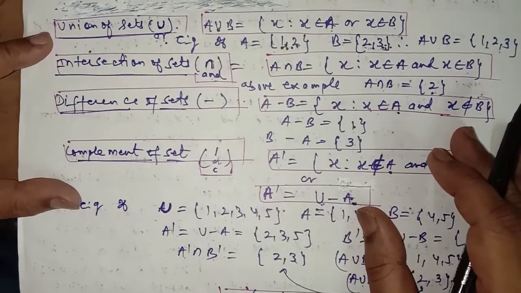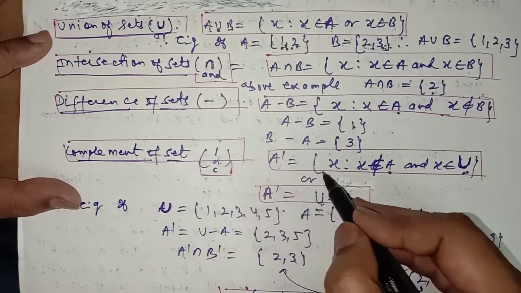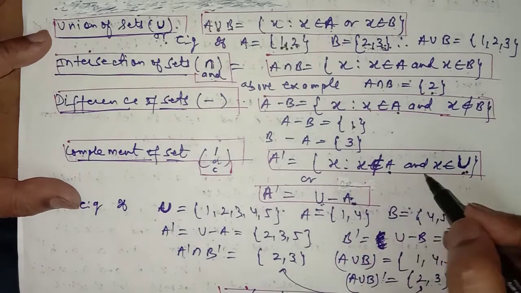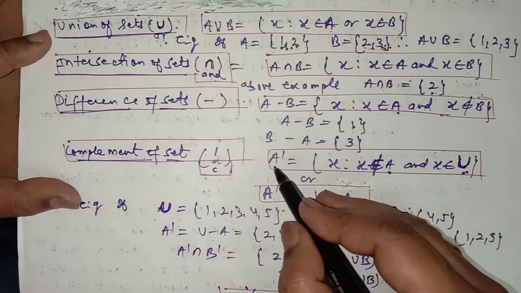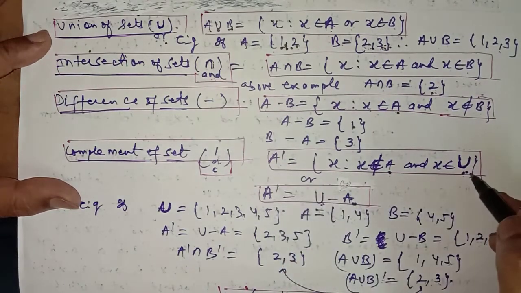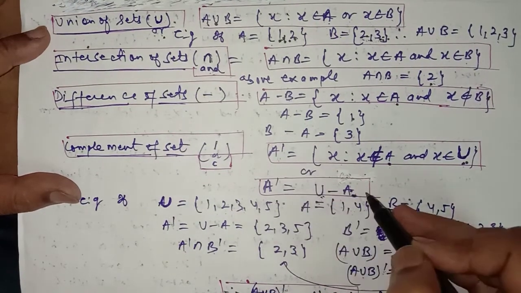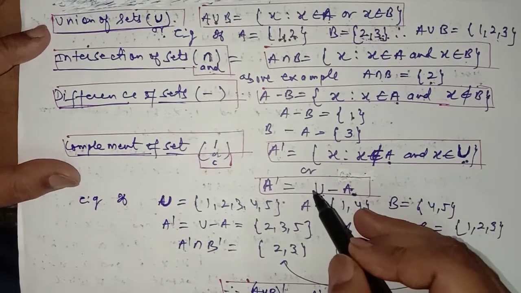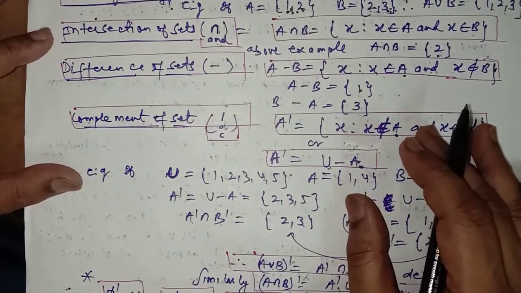Now the complement of a set is denoted by the dash sign or small c. Now A complement means those elements x such that x does not belong to A but belongs to the universal set. Those elements which do not belong to A but belong to the universal set, or those elements which are universal minus A. A complement is universal minus A. For example, to find the complement of a set, the universal set must be defined.